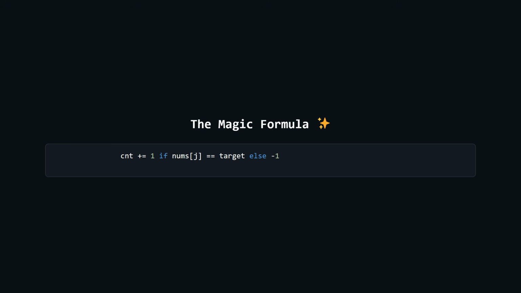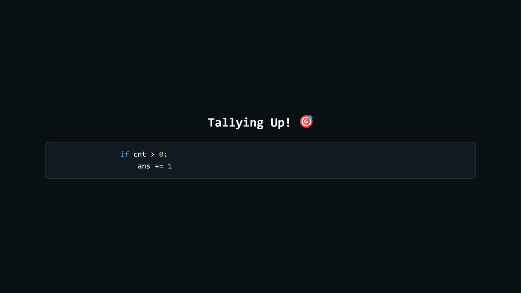Here is the trick in action. We look at the number we just included. If it's our target, we add 1 to our running score. If not, we subtract 1. Finally, right after adjusting the score, we check if it is greater than 0. If it is, our target is the majority for this specific chunk, so we add 1 to our final answer.